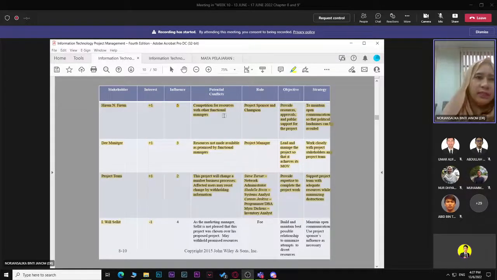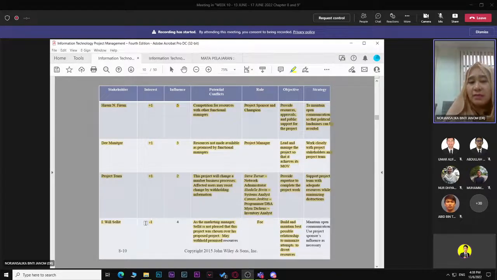So it can be stakeholders, interest, +1, +1, +1. Only that one will be -1, right? Because he was a marketing manager, and Slate is not pleased that his project was chosen over his proposed project. So he quit his job. So you build and maintain a base, possible initiative to minimize attempts to divert resources. So you suspect he might probably jeopardize your project, maybe, okay.